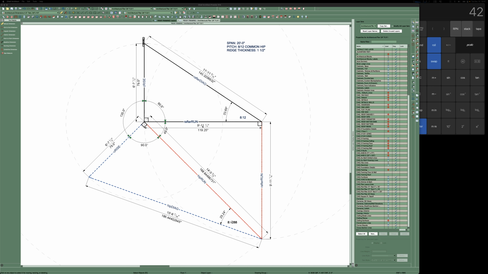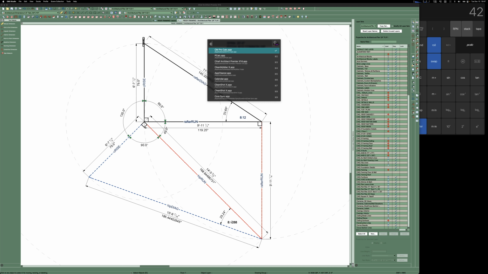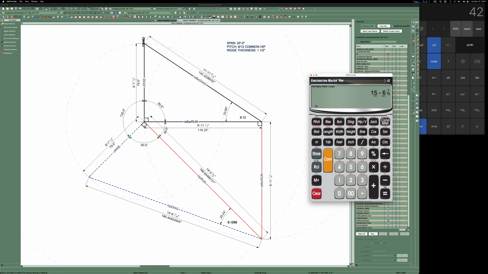And that you punch all this into a construction master or whatever, and you get 9'11¼" run, 8-inch pitch, and then from there you get, well, you know what? Let's do it. Okay, so we clear and we go 9'11¼" run, 8-inch pitch. And the first button we get is rise, 6'7".